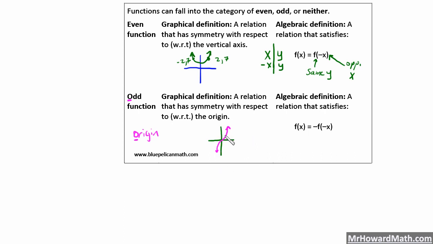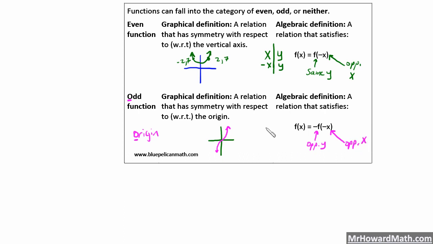So graphically with this cubic graph, if we reflect this portion over the y-axis and again over the x-axis, it's going to lay on top of itself. That's what we mean by symmetrical with respect to the origin. Algebraically speaking, we are saying that f of x is equal to the opposite of f of negative x, so the negative of f of negative x. For every x and y in the table, we will also have the opposite y paired with the opposite x.